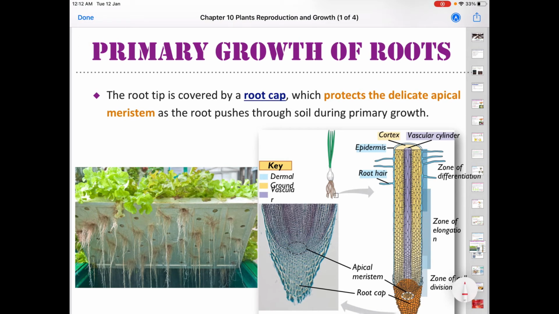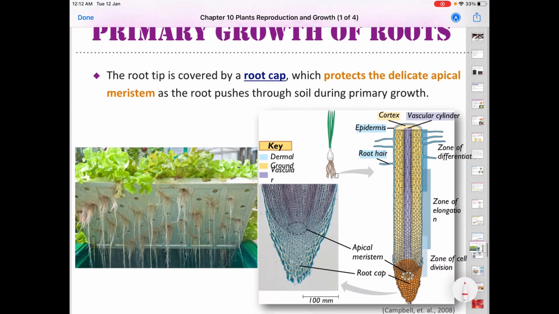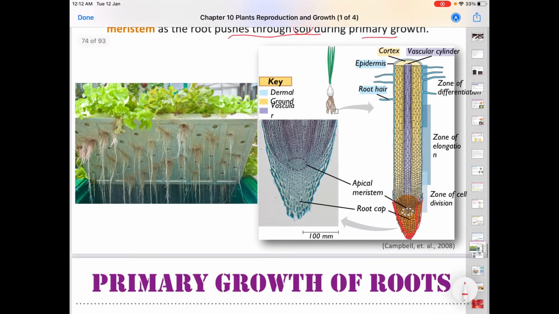So the primary growth of roots, the root tip. This is the structure of the root. The root tip is normally covered by a root cap. This root cap will protect the delicate structure of the root apex, which is very soft. So the root cap will protect the delicate apical meristem as the root pushes through the harsh soil during the primary growth. So that is the function of the root cap.